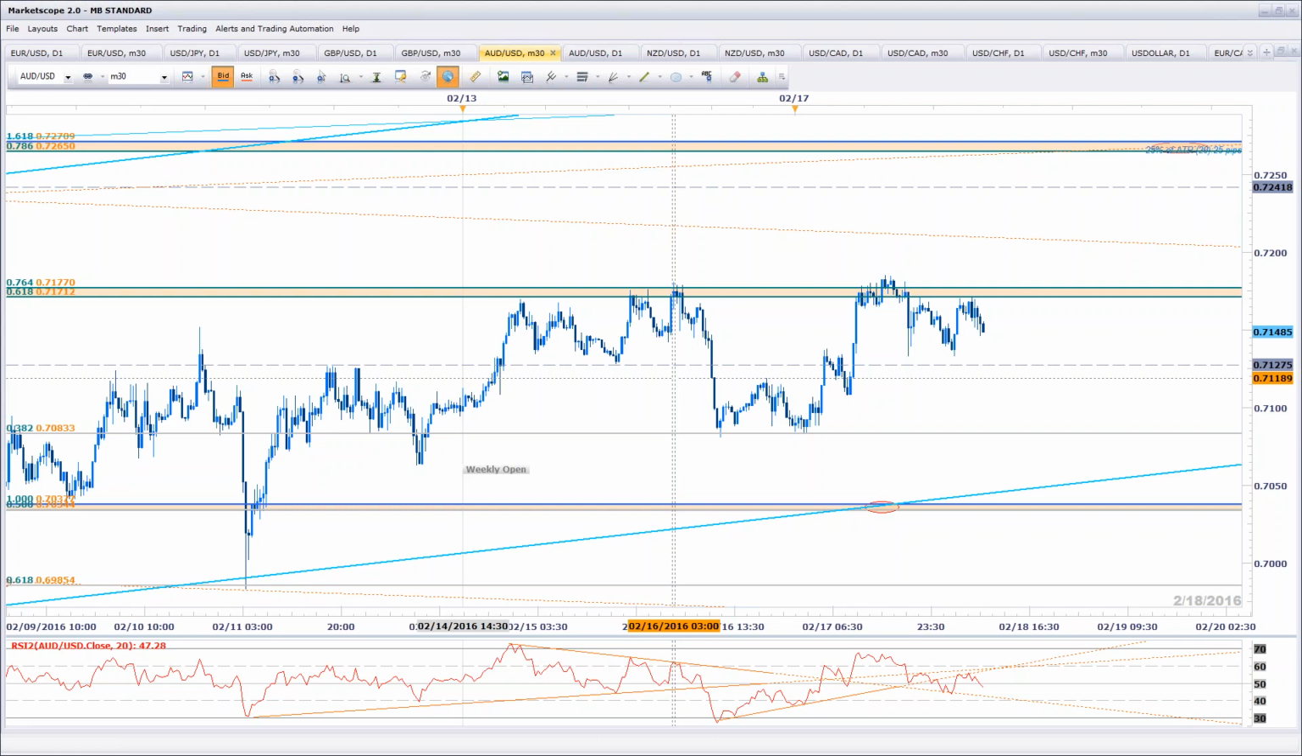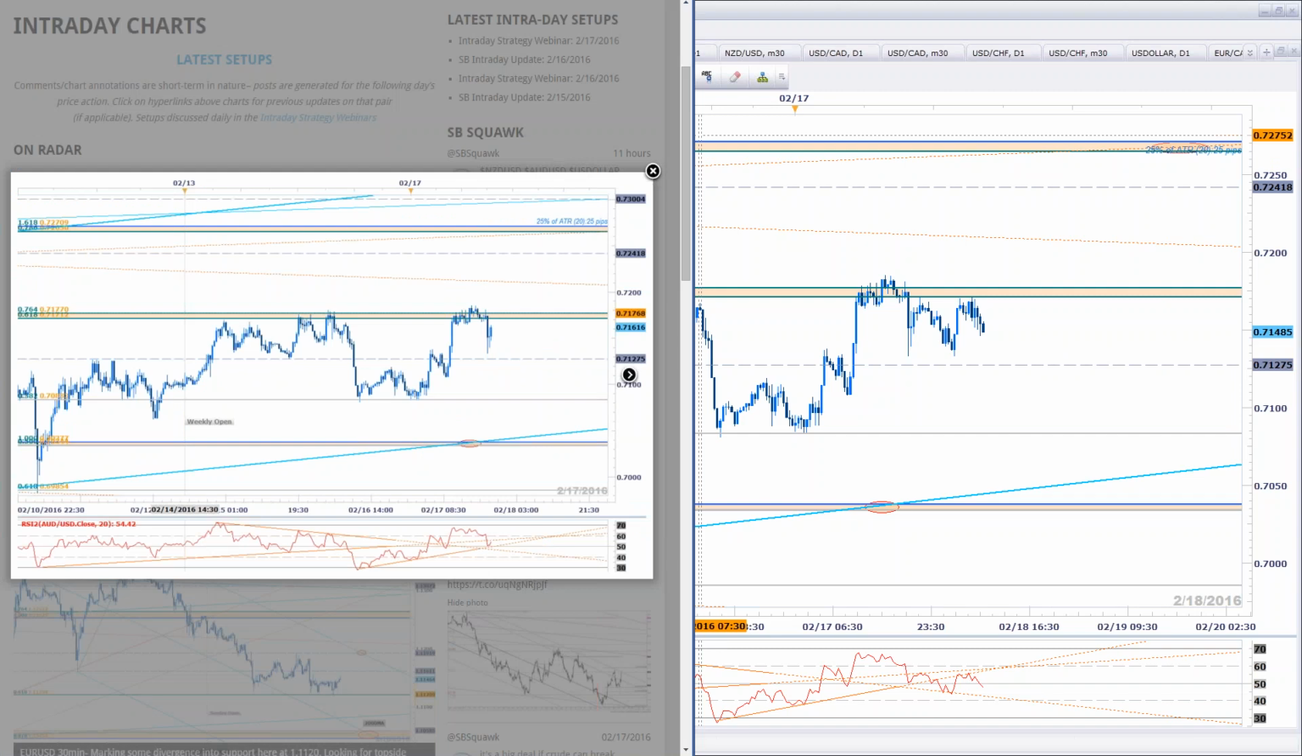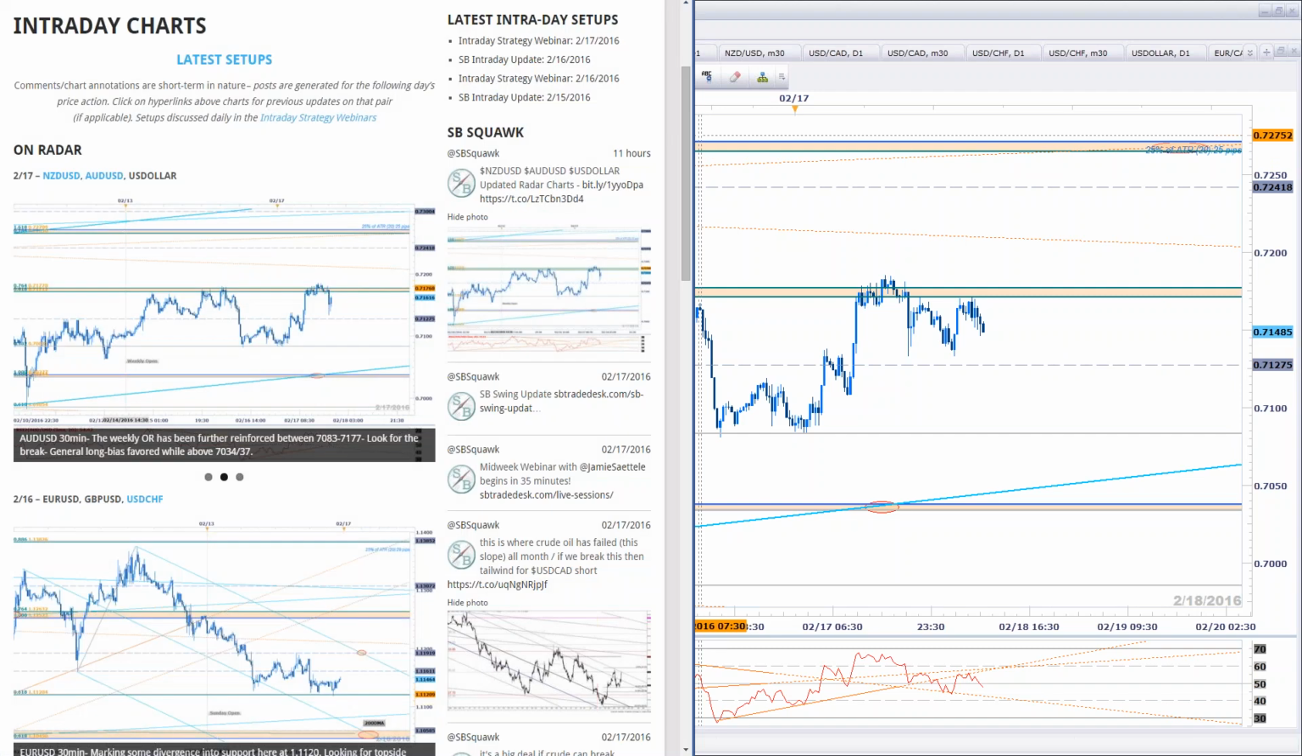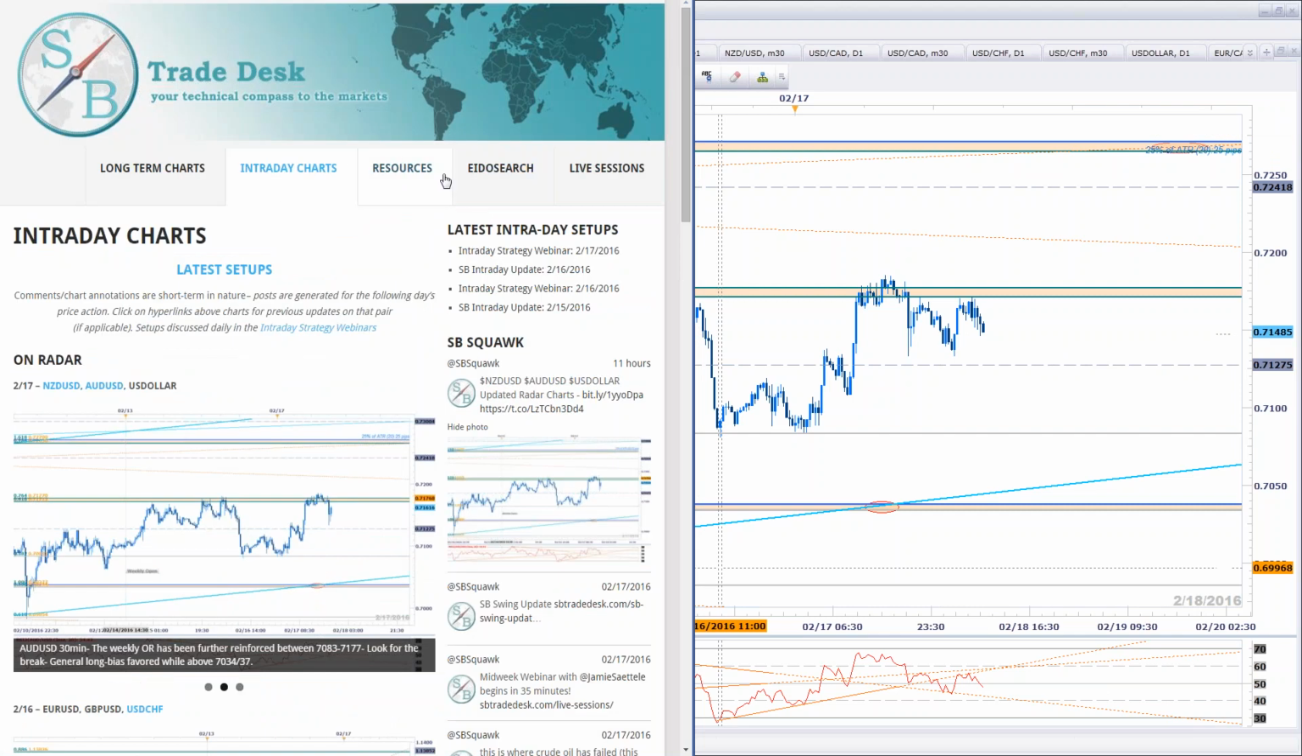Moving right along, from the Aussie dollar, we want to talk about CAD yen real quick. I don't really have any plays on that either. That is just simply still holding that same range.